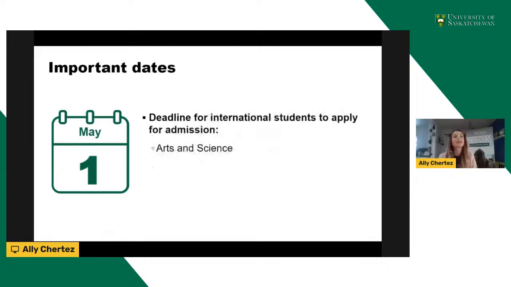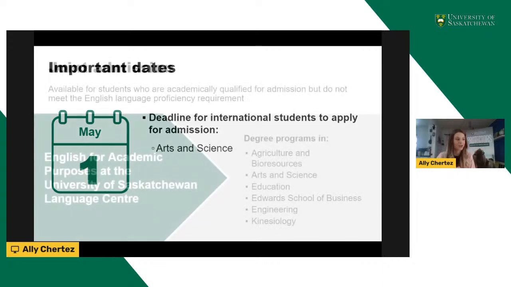May 1st is also the deadline for international students to apply for admission to Arts and Science. However, domestic students really have until later on in the summer to apply for Arts and Science, but it is always a good idea to apply early, be able to make your plans and prepare for that university transition early on. So you want to make sure you apply early, at least by May 1st.